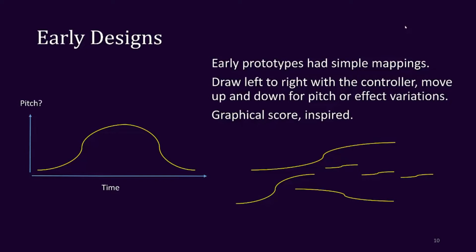And you have this kind of classic graphical score thing where maybe these curves get thicker and thinner to represent volume. Maybe their color is different instruments and stuff like that. So, quite simple stuff that you might see at NIME or something.